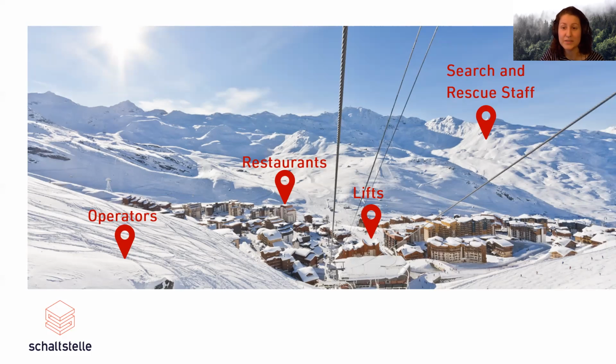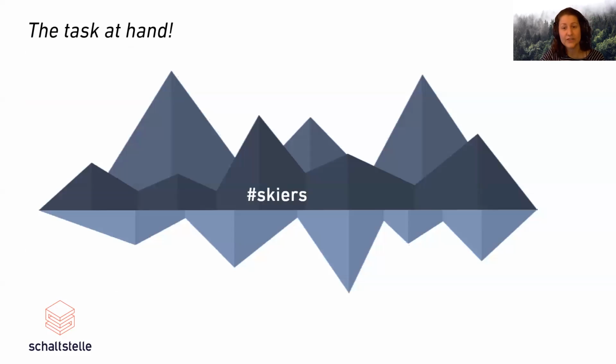So this means that some of the staff must be operating on all days of the season, but others need less staff when there are less skiers in the area. So staffing varies with amount of tourists that they have. So the task at hand was to predict how many skiers are in the skiing area on any given day in the season. The reason they want to know this, they want to be able to plan the amount of staff that they need ahead.